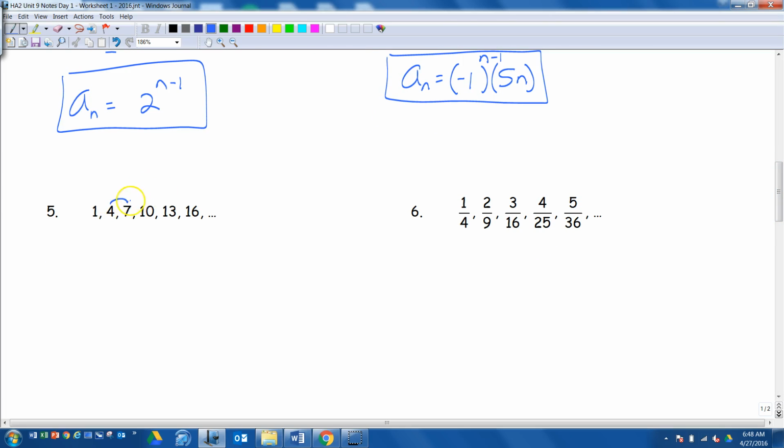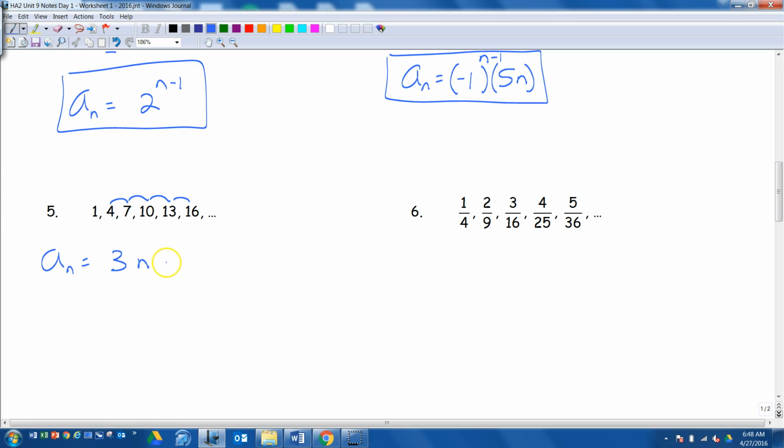This one's going up by 3s. So usually that's a 3 times n. But what happens when we do that? Well, if I do 3n and I put a 1 in, I get 3. So what do I need? I need to start with a 1. So when I put a 1 in here, I have 3.